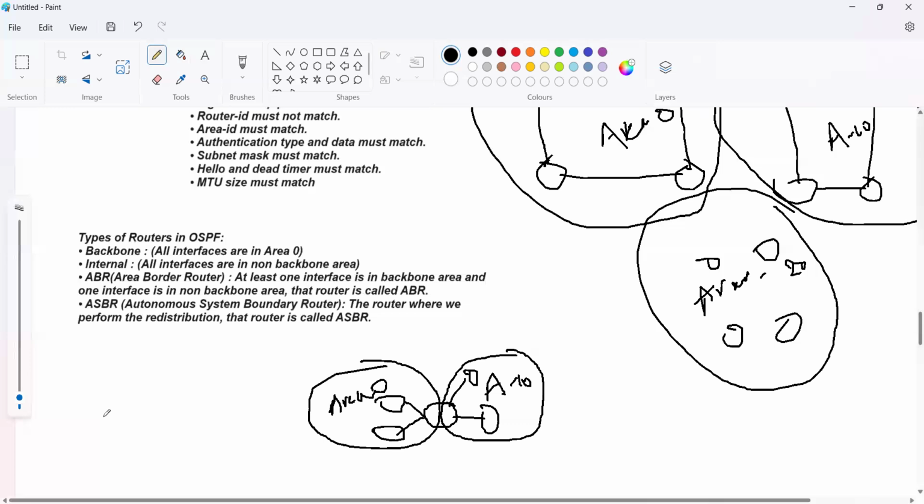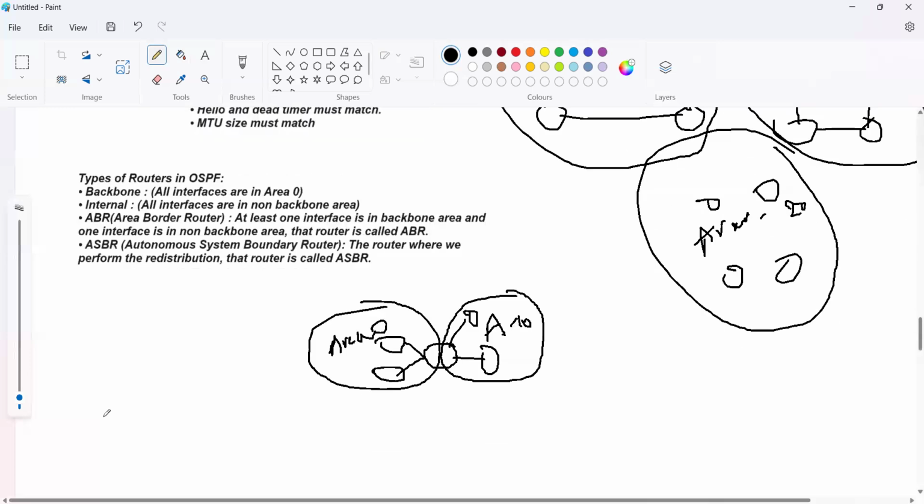This router we call an ABR router. At least one interface is in the backbone area, and one interface is in a non-backbone area. So that is what we call an ABR router.